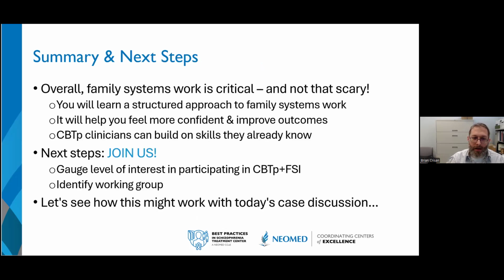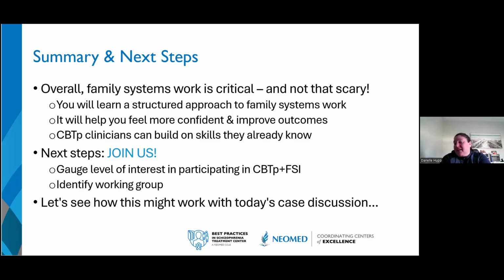And so Danelle will talk a little bit about the next steps that you can take. Thanks, Brian. So overall, family systems work is critical in the work that we do. And it's not that scary, and we're here to support you, and give you that guidance and lay that foundation and process everything. And so we're really hoping we have people who are interested in learning more about this.